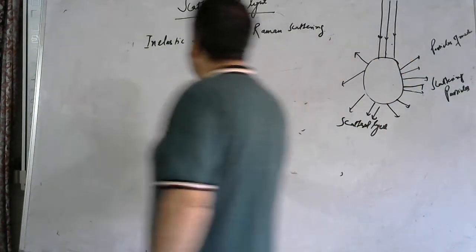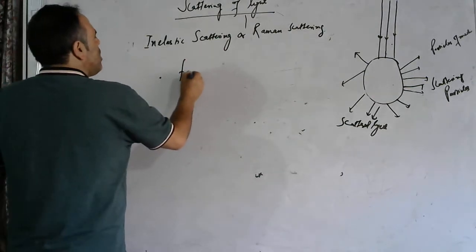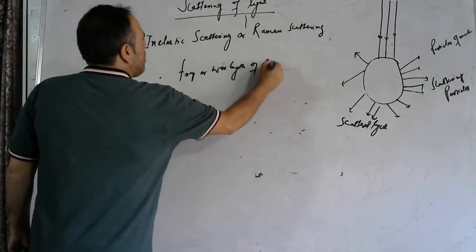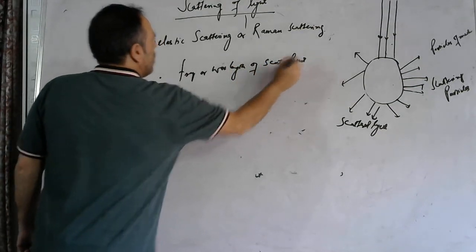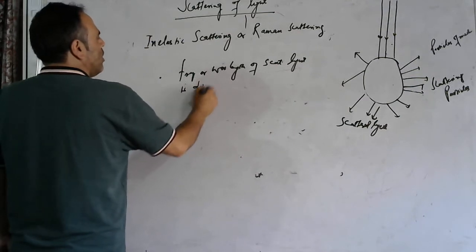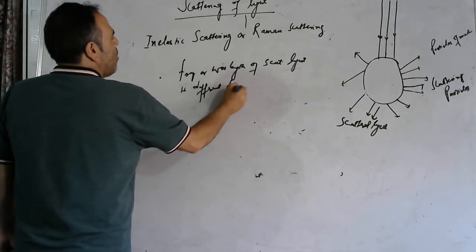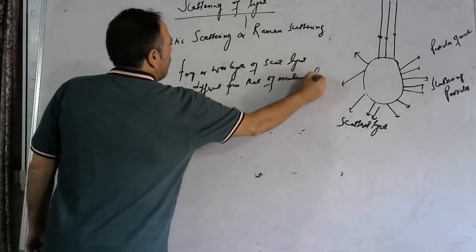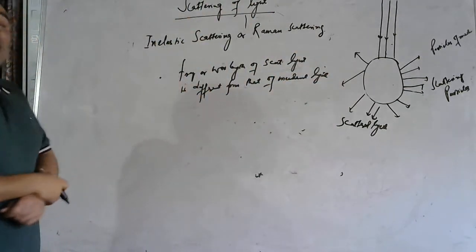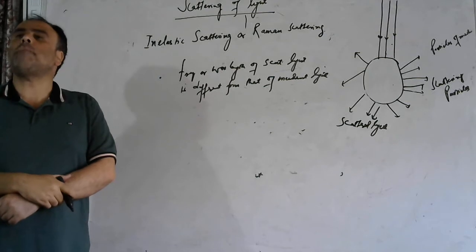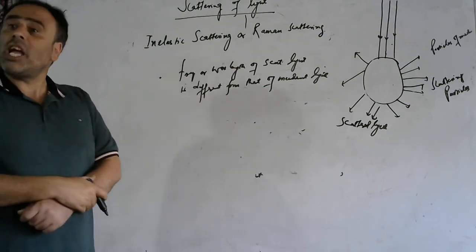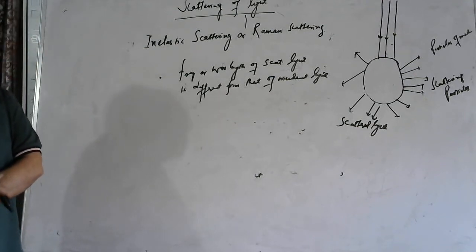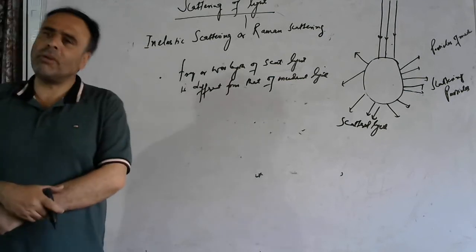तो यहां पर क्या होता है inelastic scattering में? Frequency or wavelength of scattered light is different from that of incident light. It means that during such type of scattering, there occurs change in wavelength, there occurs change in frequency of the incident light. Such type of scattering is called as inelastic or Raman scattering.